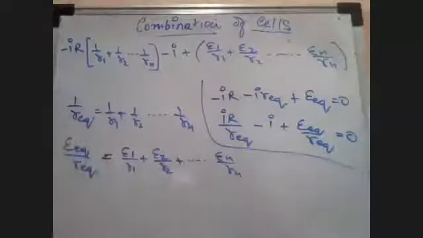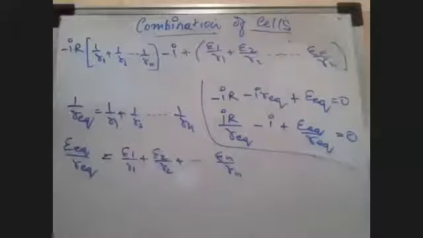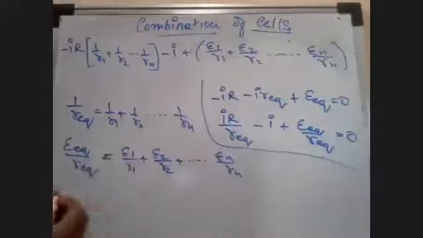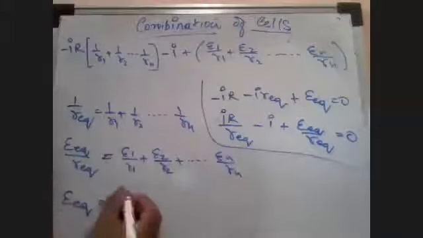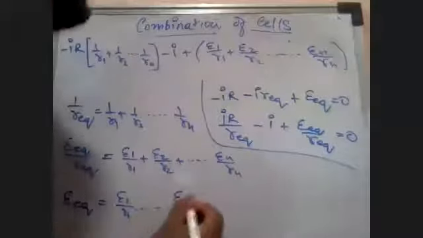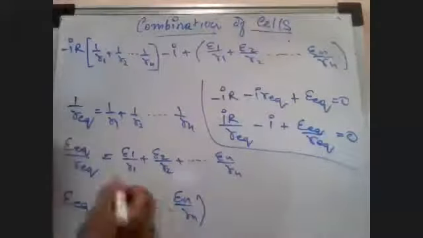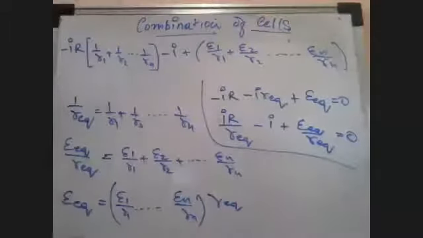So look here. Can you see what this is? This is R equivalent. Can I take R equivalent there? Can I say epsilon equivalent, this is a continuation of this, epsilon 1 upon R1 and so on till epsilon n upon Rn, into R equivalent? Can I do this? Yes, sir. But isn't this the same? Isn't this similar to, since you all are not able to see more ahead of the camera?